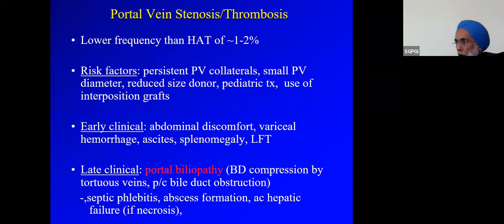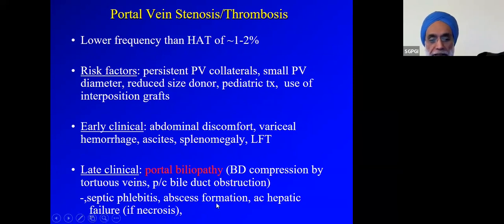Let's now talk about portal vein stenosis or thrombosis. It has a lower frequency than hepatic artery thrombosis, just because the flow is larger. Risk factors include persistent collateral, small portal vein diameter, reduced donor size, pediatric transplant, use of interposition grafts. The early clinical presentations will be abdominal discomfort, variceal hemorrhage, ascites, splenomegaly, liver function test abnormalities. An important word you should remember in late presentation is portal biliopathy.